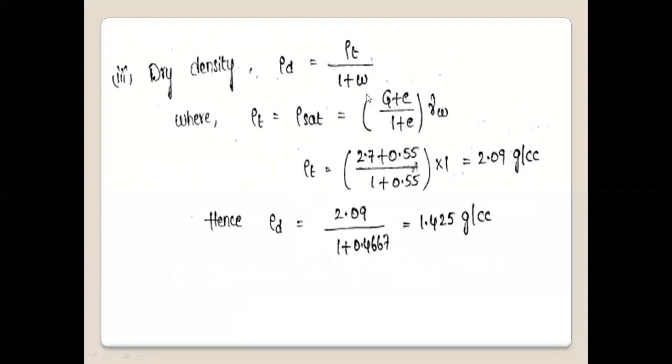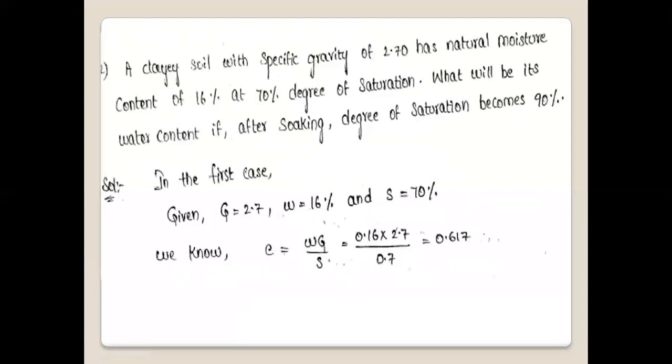0.4667. W means water content. The water content is 46 percent, so 0.46 into 67. Then finally ρd equal to 1.425 gram per cubic centimeter. Next, we go to the next problem.